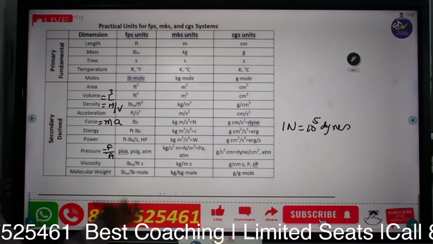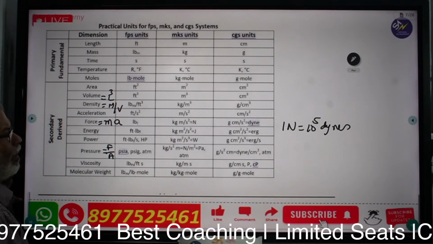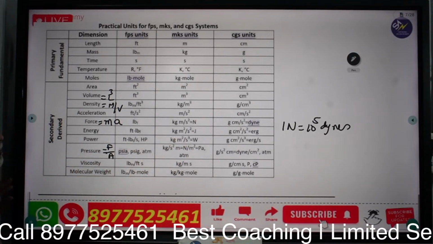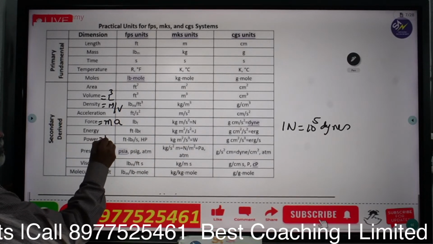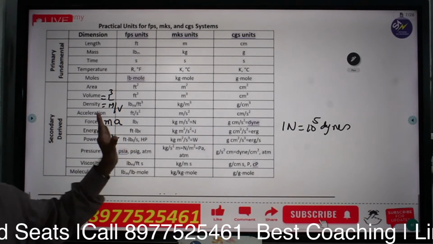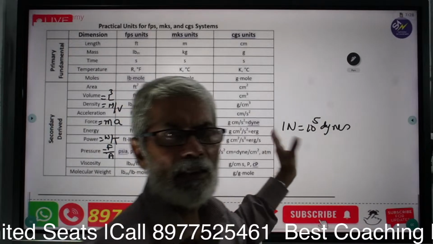Accordingly, you will get the dimension. Or Pascal, you can write Newton per meter square. This is an easy unit to remember. Power is equal to the rate of doing work. So once you know the formula, you will get the units in CGS and MKS.